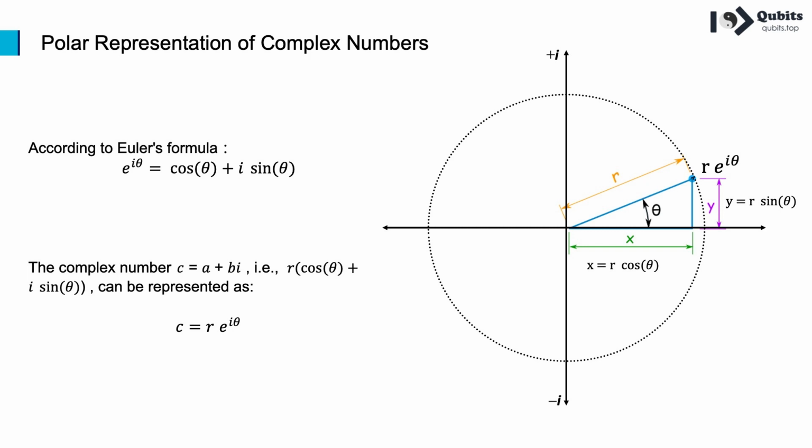This can be a useful way of describing complex shapes or patterns, as well as for calculating distances and angles in a two-dimensional space. Based on Euler's formula, a complex number c, which is expressed as a plus b times I, can be represented as r times e to the power of I theta. As we can see from the diagram on the right, a complex number c can be understood as a vector on the real number line with a length of r, rotating counterclockwise by an angle of theta.